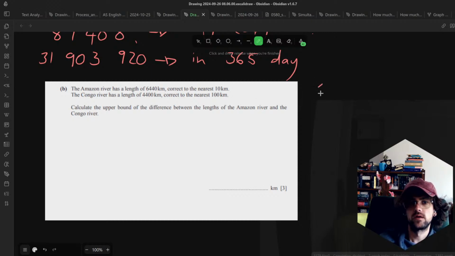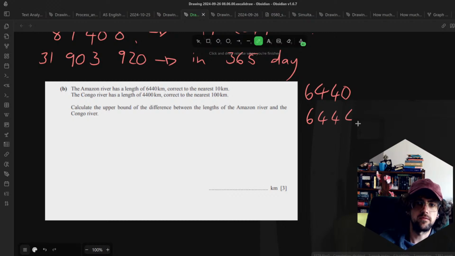Okay, so 6,440 might have been, since it's rounded to the nearest 10 kilometers, it could have actually been 6,444, right? And since this one's rounded to the nearest 100 kilometers, we've got 4,400, and that could have actually been 4, 4, 4, 0. Do you agree?